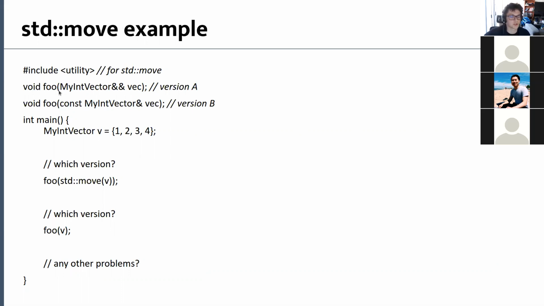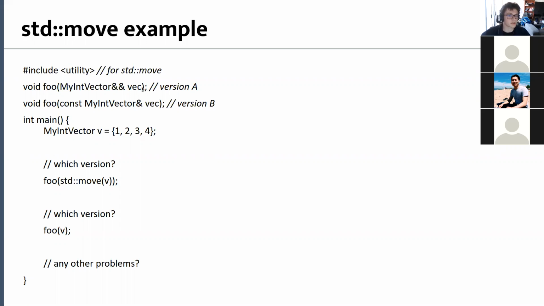Let's say we have two functions of foo up here. We have one that takes in an R value reference myint vector, and we have one that takes in a const L value reference myint vector. So we construct some vector here, and we call foo on std::move of v. So which version is called? If somebody wants to take a shot at answering, go ahead.